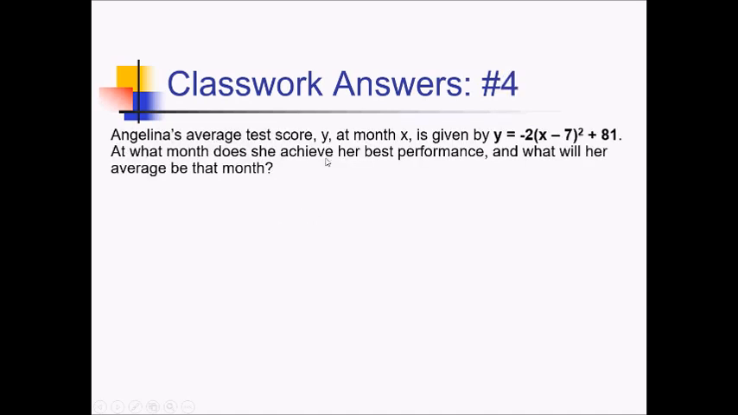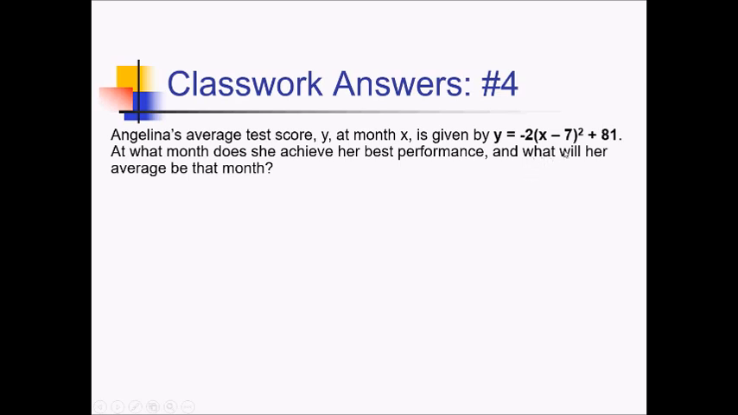For this one, Angelina's average test score, y, at month x is given by this quadratic here. We want to know what month she achieves her best performance and what will the average be that month. So we're trying to maximize this quadratic, which means we need to find the input and output value of the vertex. And since this is already in vertex form, let's start by writing the vertex, which we can pick right out of here, and then we'll just use that to answer the question.